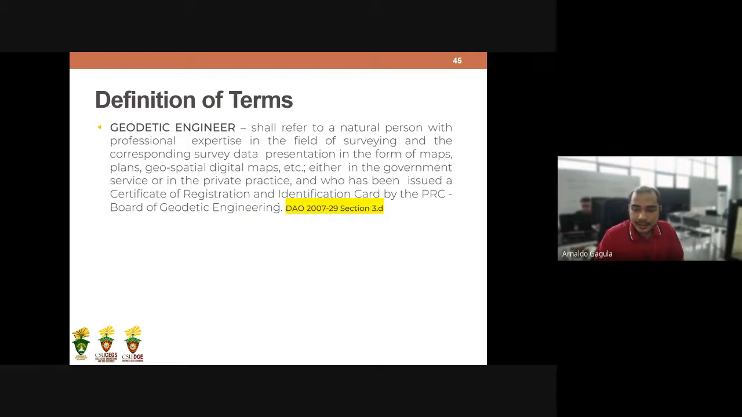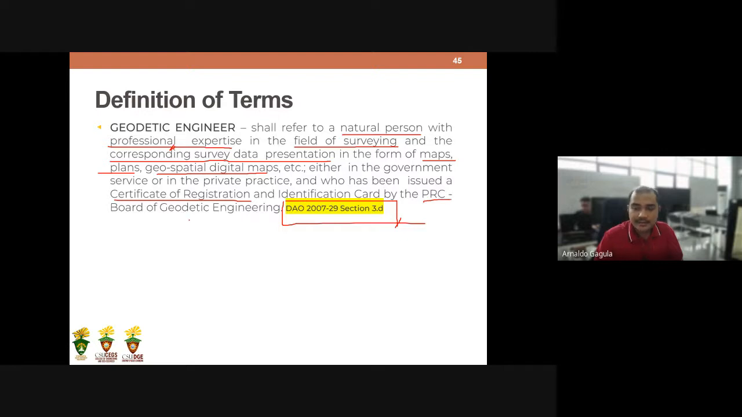So, according to DAO 2007-29, geodetic engineer shall refer to a natural person with professional expertise in the field of surveying and corresponding survey data presentation in the form of maps, plans, geospatial digital maps, and many more. Dapat na siya professional expertise, either in the government service or private practice, and has been issued a certificate of registration and identification card by the PRC, Board of Geodetic Engineering.